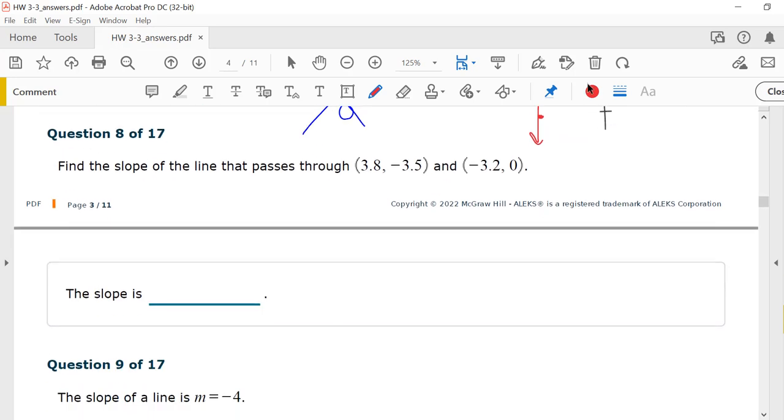All right, number 8. We're going to have decimals, but who cares? Still use the same formula. 0 minus -3.5 over -3.2 minus 3.8. Your calculator can handle that just fine.